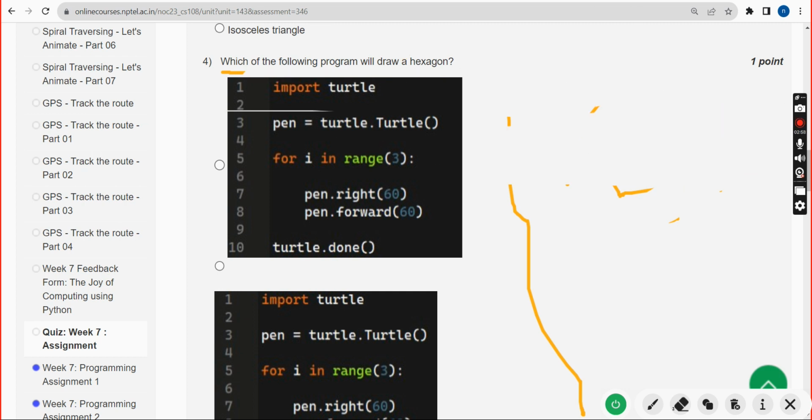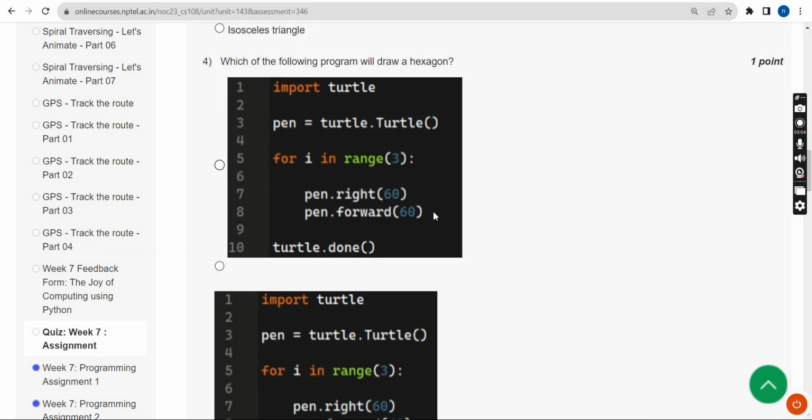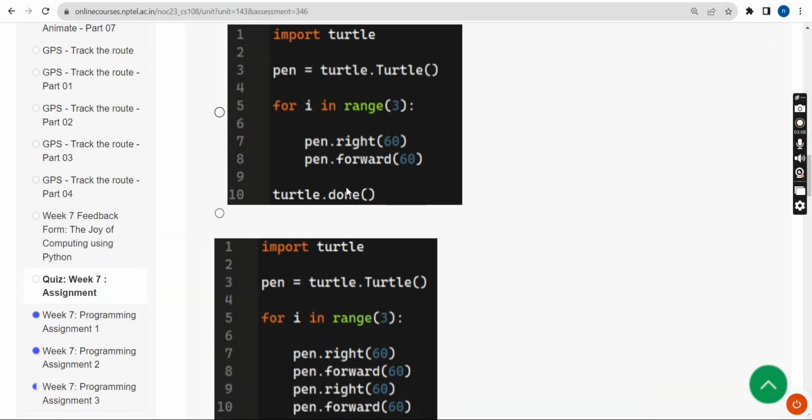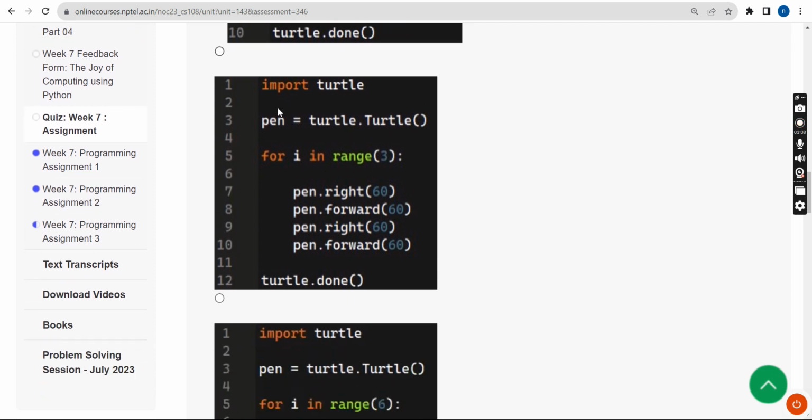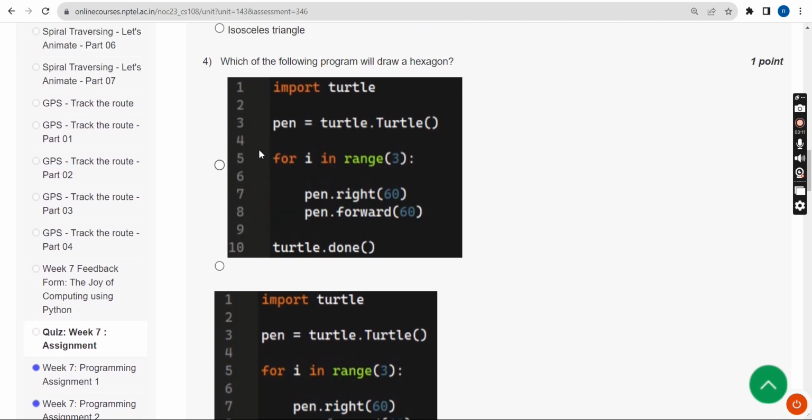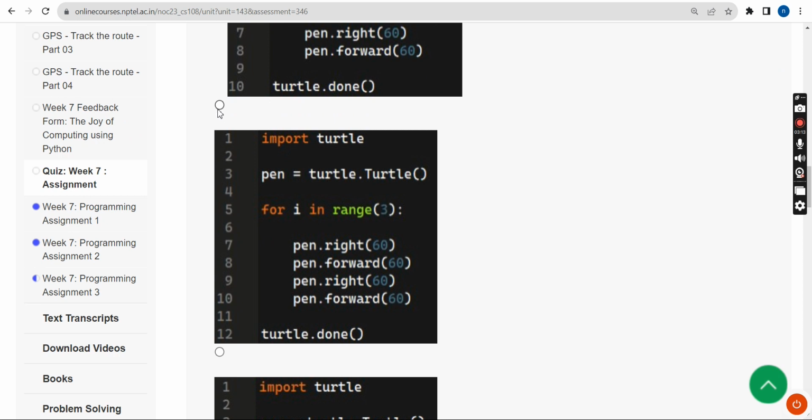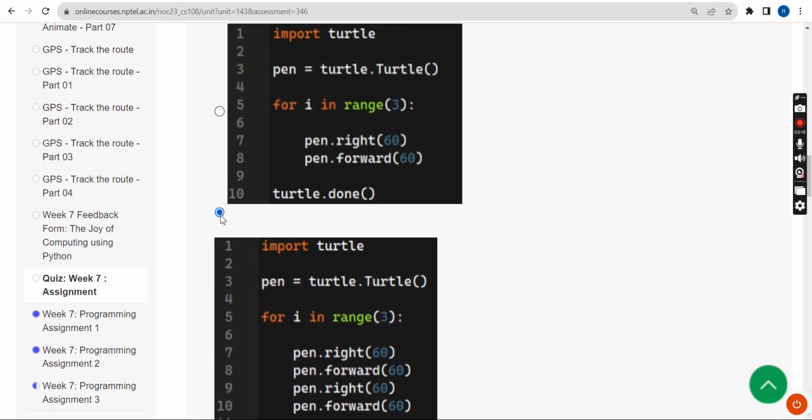So I have done this in my compiler for all the four options. After doing that, I have found that the answer is this one, second option. So mark second option as correct answer for fourth question. Now let's move on to the fifth one.